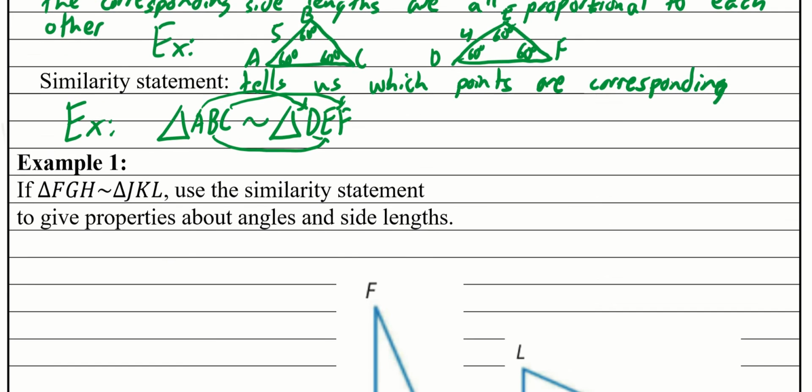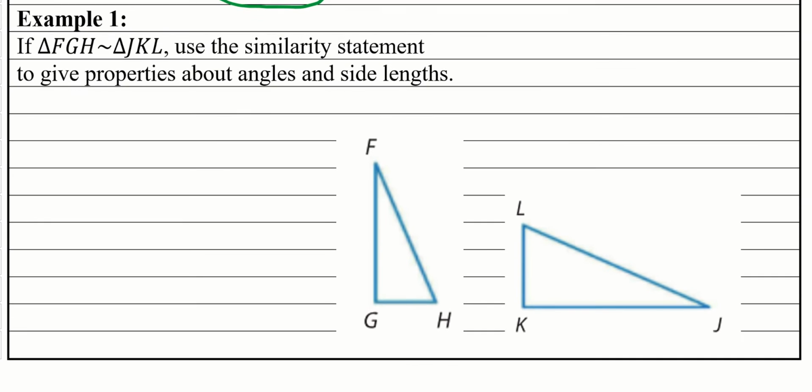Okay, so with this being the case, let's practice this a little bit here. You can take a sec and sketch those triangles here. But we have that triangle FGH is similar to triangle JKL, and I want to use the similarity statement to give properties or information about the angles and the side lengths here. Okay, so let's start with the angles because those are going to be a little bit easier.